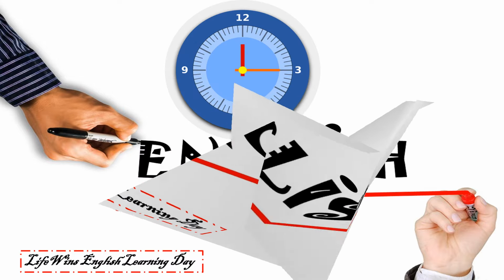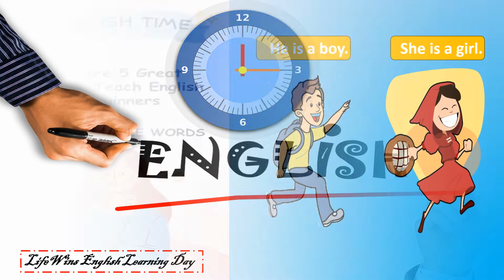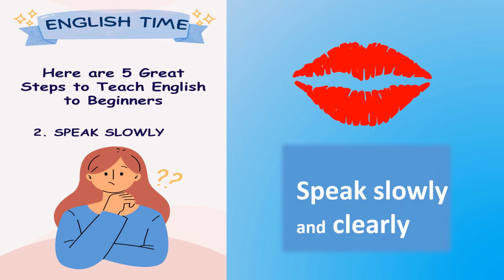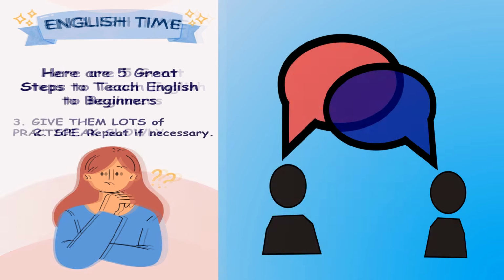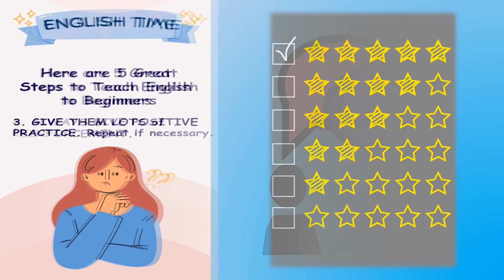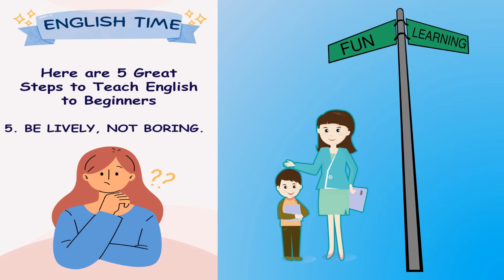1. Use simple words. 2. Speak slowly. 3. Give them lots of time to practice. Repeat if necessary. 4. Always use positive reinforcement. Amazing! You did a great job! And lastly, 5. Be lively, not boring.